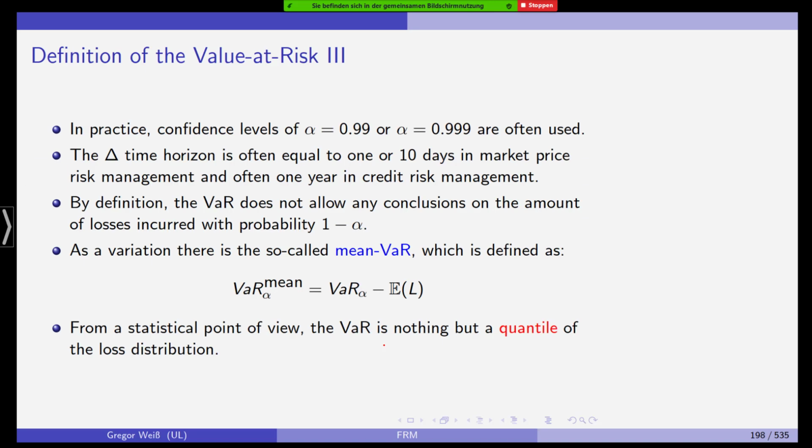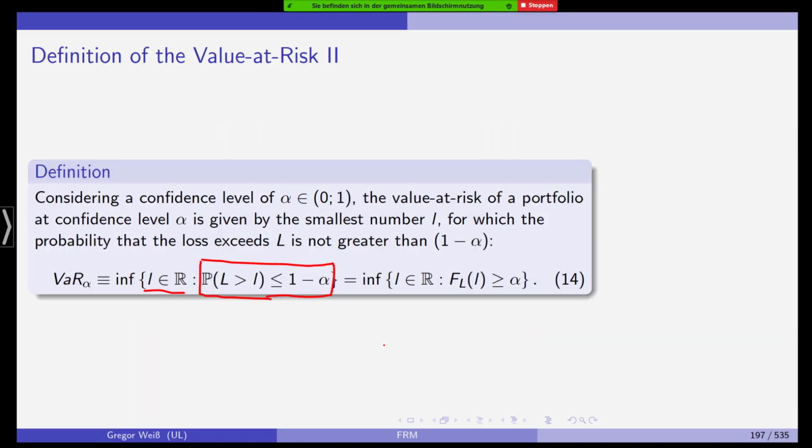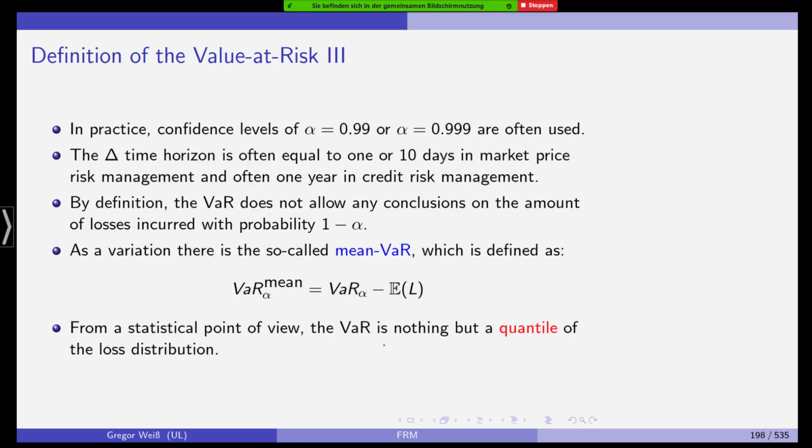So in practice, you would have a confidence level of 99. You always have to be careful whether you define it as 1 minus alpha or smaller or equal than alpha or beta. So usually you will choose very, very high confidence levels, 99, 99.9%. It used to be 95%, 97.5%, but regulators have moved on to higher confidence levels now. The time horizon in market risk management is usually 1 week, 10 days. In credit risk management, it's usually a year.